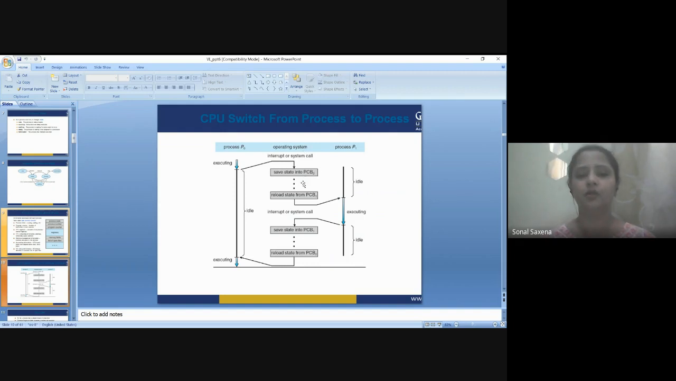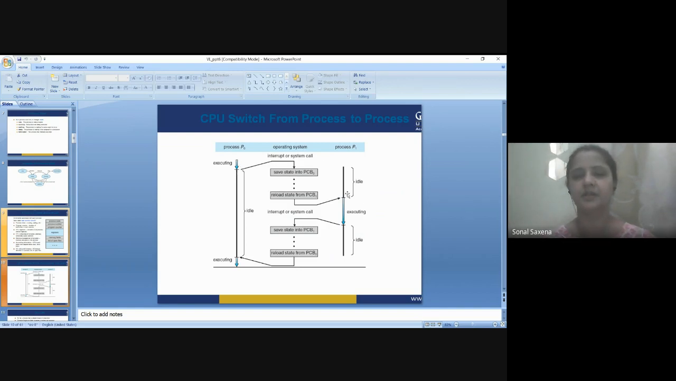Then there could be a reload of state from PCB1. There could be some point where the process is switching from one state to another, and in that case, that state is to be reloaded. There could be a case when your process gets idle. Even in that case, the CPU has to be given to another process. So this complete diagram shows you how the operating system manages and operates different processes on the basis of interrupts generated, or on the basis of system calls.